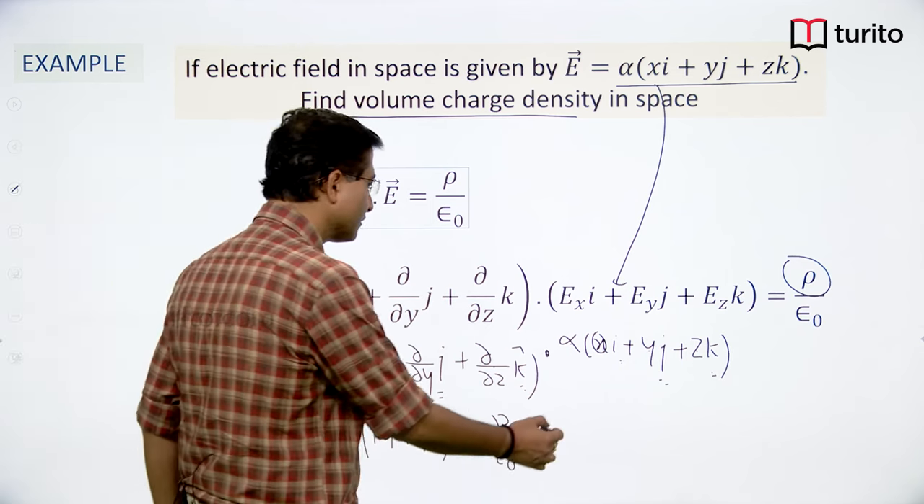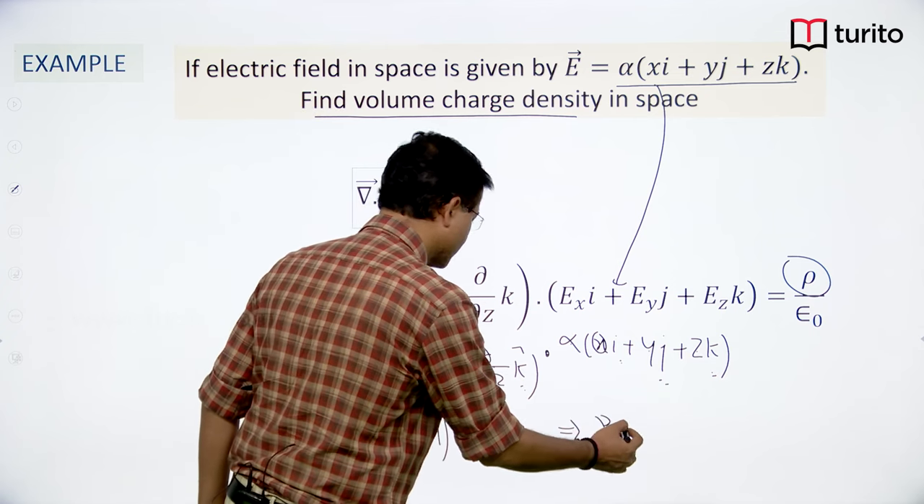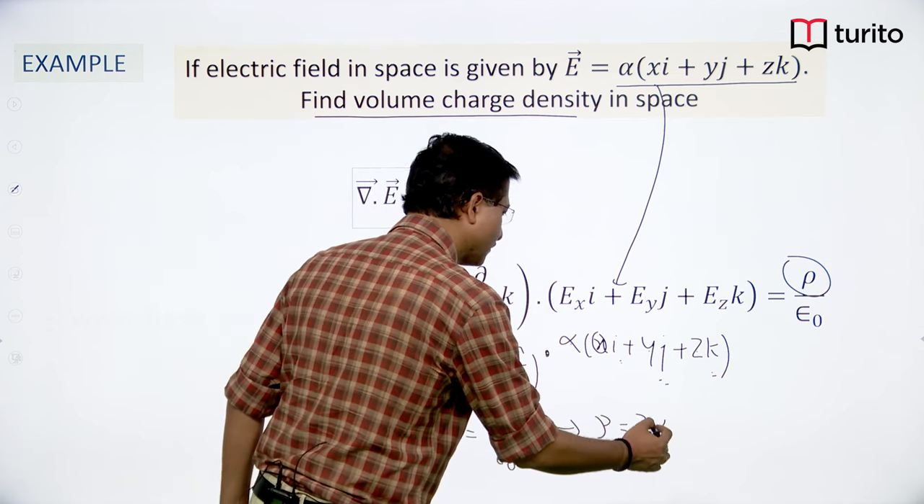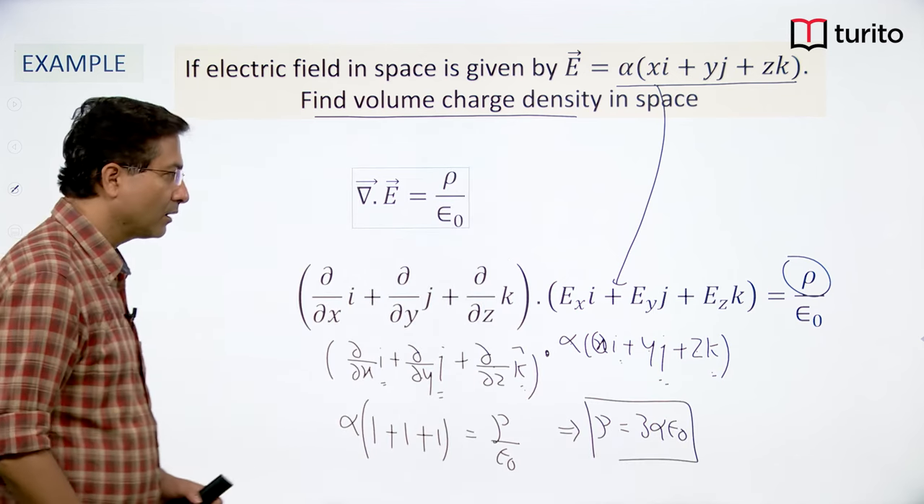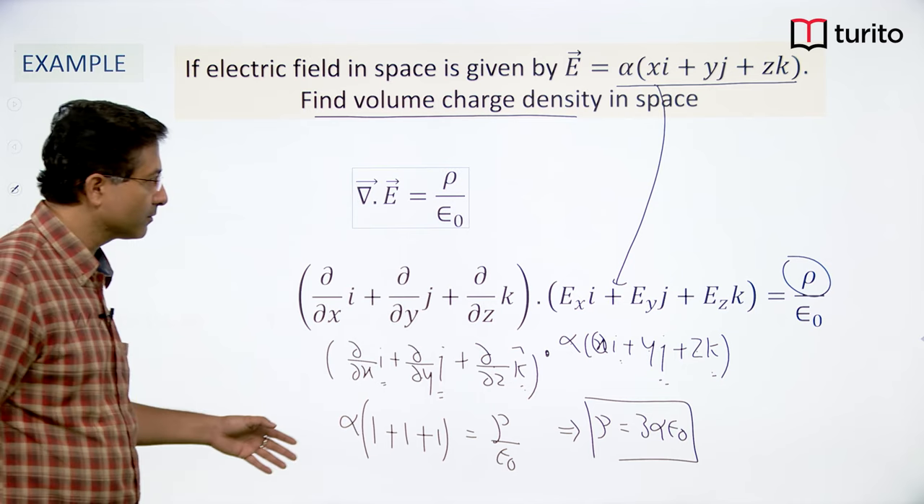Simplify, you have the volume charge density. So, rho is equal to what? 3 alpha epsilon naught. How easily we have solved the problem, right.